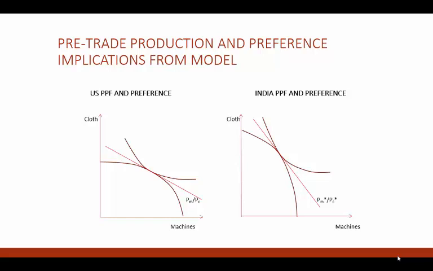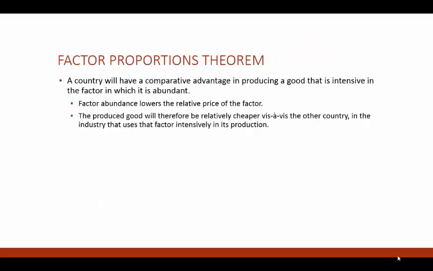Since the slope of the line tangent to their points of tangency is given by the pre-trade relative price of machines, then as drawn, it is smaller or flatter in the United States than in India. We now have the necessary price differential that makes trade mutually beneficial for both countries.